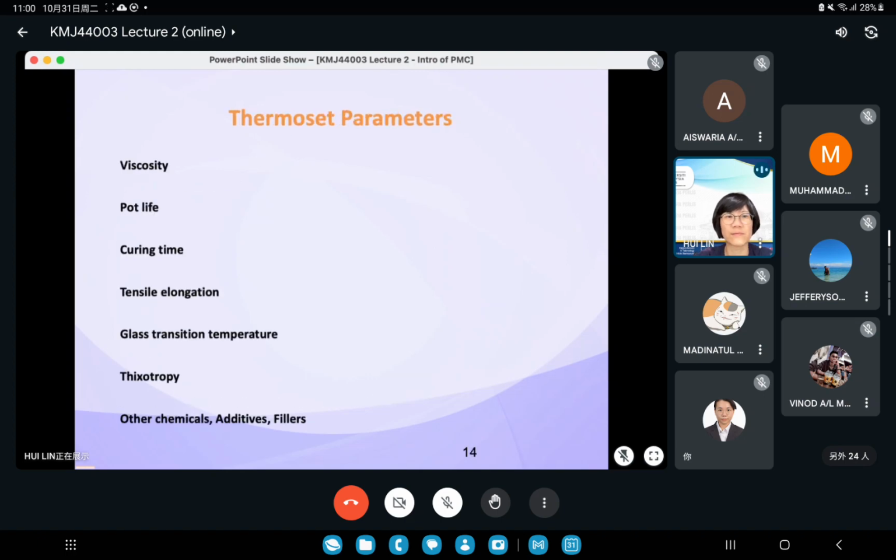Okay, now this one. I want to ask a question from this part. What is meant by pot life? Because in the thermoplastic, we don't learn about this pot life.